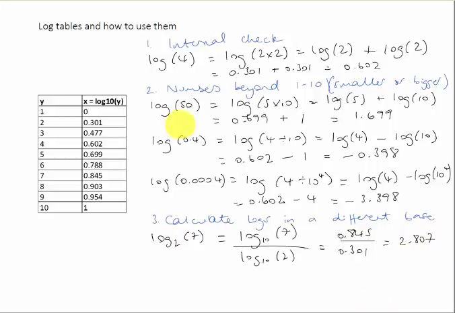Okay, so these are the two main things you can do. You can use the log table to calculate any number you like by multiplying and dividing these different numbers, and so it doesn't have to be within this range. You can multiply and divide them, and you can also use it to calculate logs in a different base.